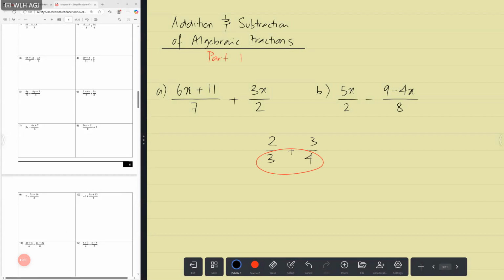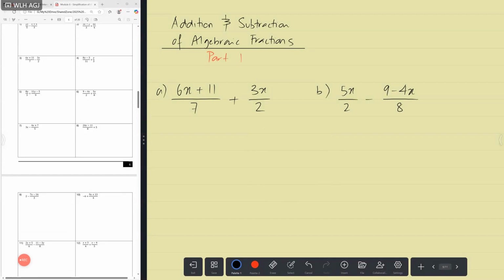Whether you need to add or subtract, the idea is to make sure the denominators are the same. You will apply the same concept for our addition and subtraction of algebraic fractions as well. No change in concept, but there will be some changes. So let's dive right into example A.